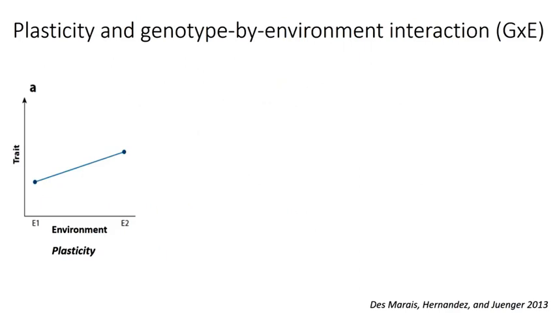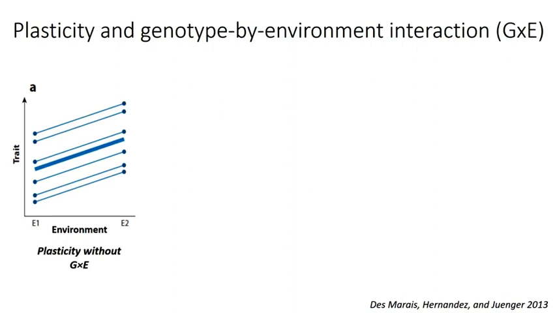Okay. So plant plasticity is describing that a genotype behaves differently across different environments. So as shown here, there are two environments, and this is your target trait, and your phenotype has changed across different environments. That's one genotype. If you have multiple genotypes, they are plastic, and they are all parallel to each other. That's plasticity without G by E.